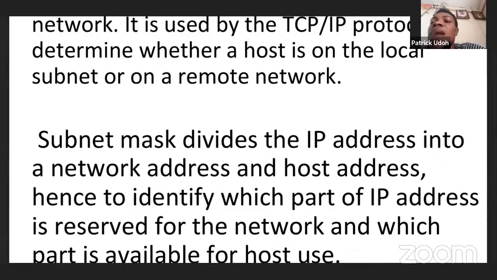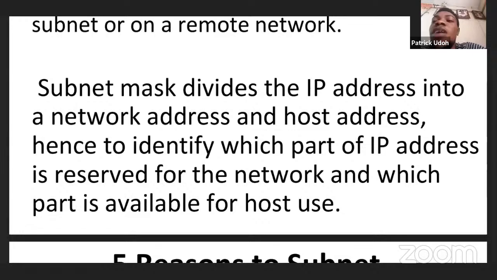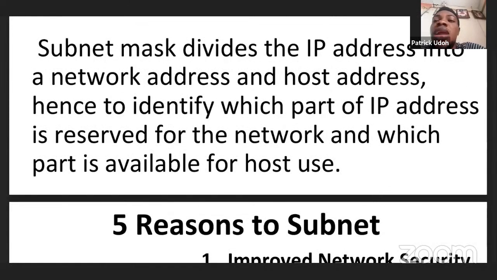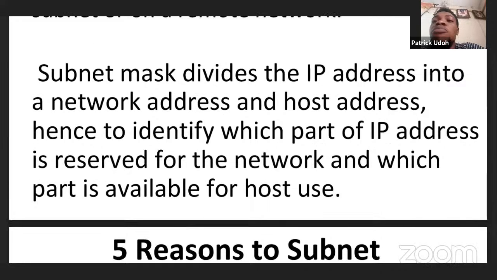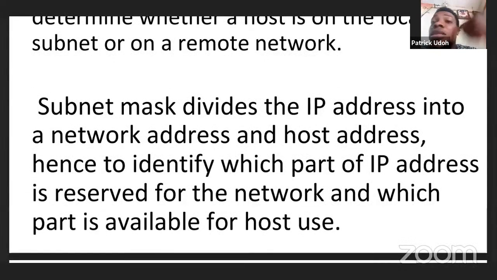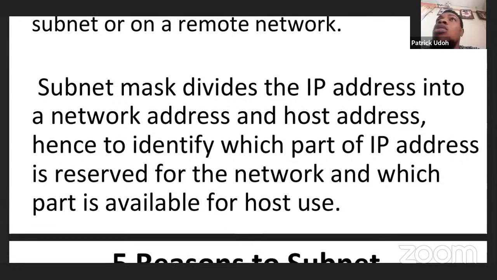A subnet mask divides the IP address into a network address and a host address, to identify which part of the IP address is reserved for the network and which part is available for host use. Basically, let me summarize that. Subnetting is a way of dividing your IP address into different IPs, such that you tweak it a little so as to have different addresses from just one particular address.